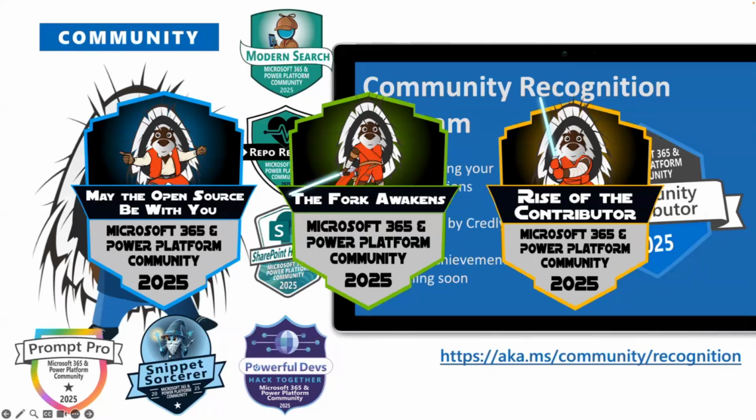The Fork Awakens and Rise of the Contributor. These are going to be fun and great opportunities to get these badges over the course of April, May, and June. So 3 full months. We'll be sharing out some opportunities and information about them. Not real hard to get them. 1, 3, and 5 contributions will get you the whole set. So we're excited for those.